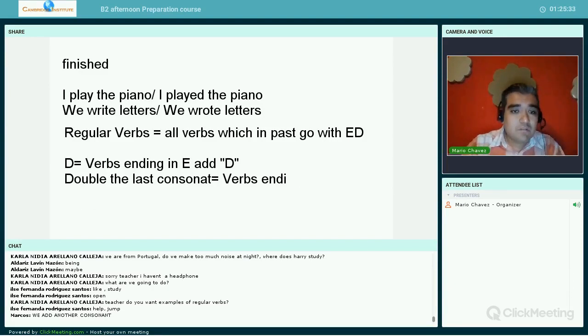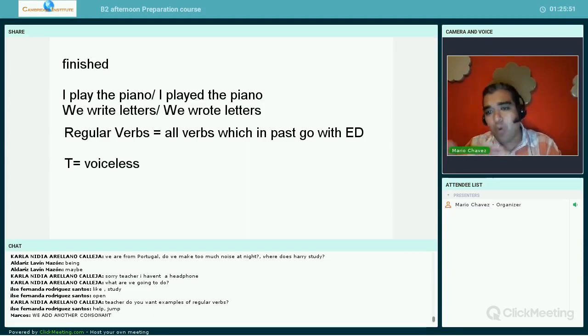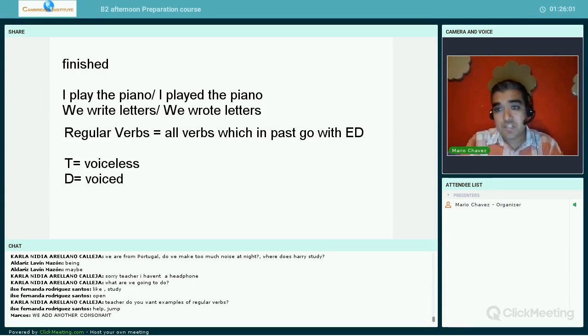In the case of the pronunciation of the regular verbs, remember not all verbs sound with it. We have three types of pronunciation: with T for verbs which end in a voiceless sound, with D for verbs which in present have a voiced ending, and the it, for verbs which in present end in a T or a D. So we have those different types of pronunciation. Those are the regular verbs.